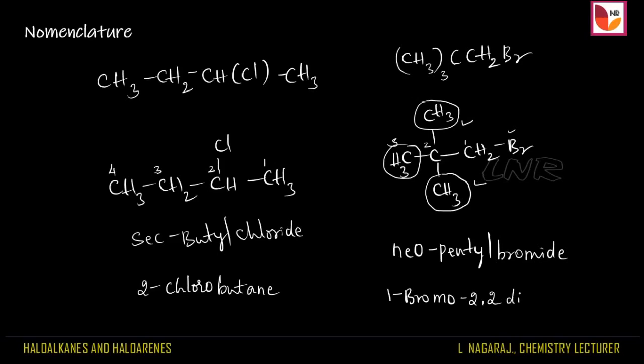Because of the presence of two methyl groups, it is to be represented as di, and the name of the substituent group, that is methyl, 1-bromo, 2,2-dimethyl, and the parent chain, that is the root word, contains three carbon atoms, so meth, eth, prop, and between the carbon atoms it contains single bonds, so it is to be represented as ane, that is 1-bromo-2,2-dimethylpropane.